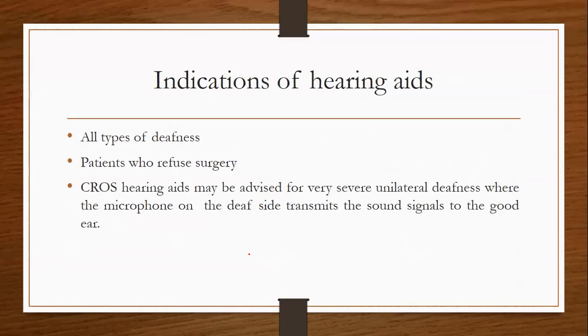Okay, the indications of hearing aids. For what purpose are we inserting or wearing this hearing aid? All types of deafness we can manage with hearing aids. Patients who refuse surgery: in complicated cases, once the surgery is performed, the hearing can be improved, but sometimes the patient may not be able to undergo surgical management. In that case, we can manage hearing problems with appropriate hearing aids. In CROS, hearing aids may be advised for very severe unilateral deafness, where the microphone on the affected side transmits sound signals to the good ear.